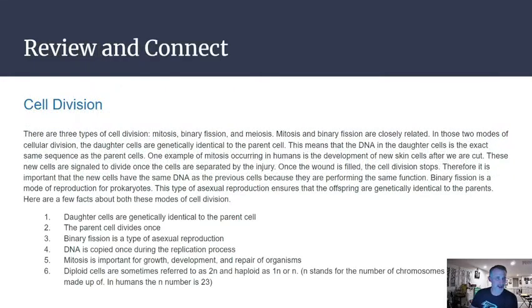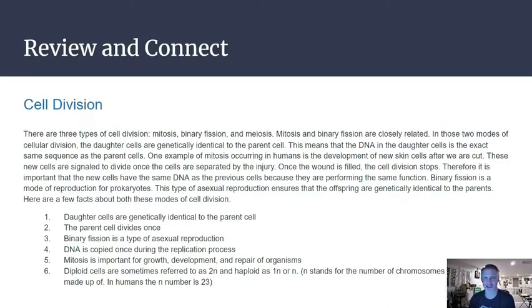All right, so just kind of connecting this to what we talked about before, right? There's three types of cell division. We talked about mitosis. We talked about binary fission. We're now moving into meiosis. Mitosis and binary fission are closely related. In those two modes of cellular division, the daughter cells are genetically identical to the parent cell, as we mentioned. This means that the DNA in the daughter cell is the exact same sequence as the parent cell.